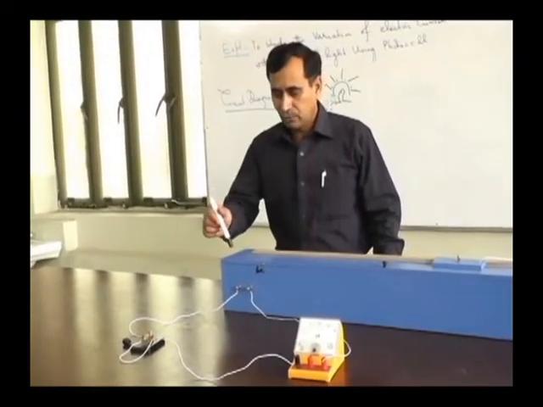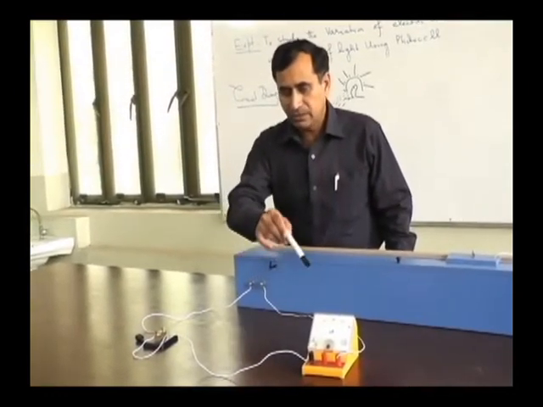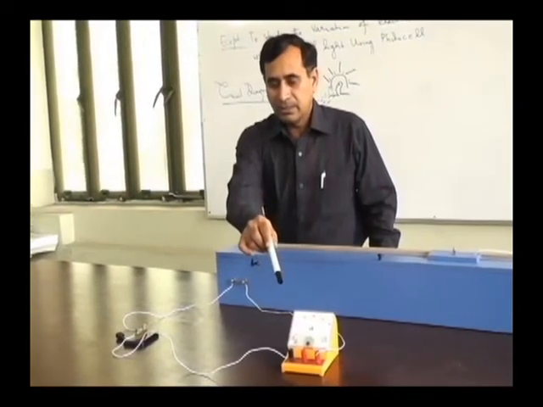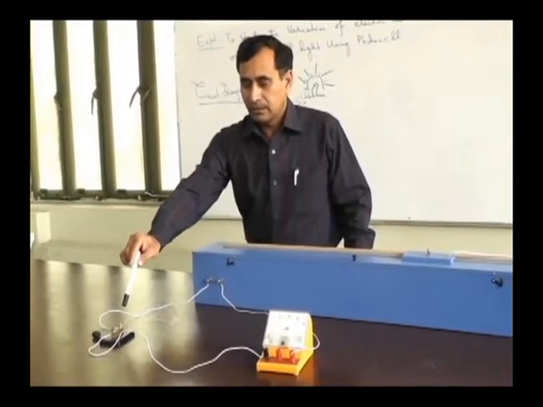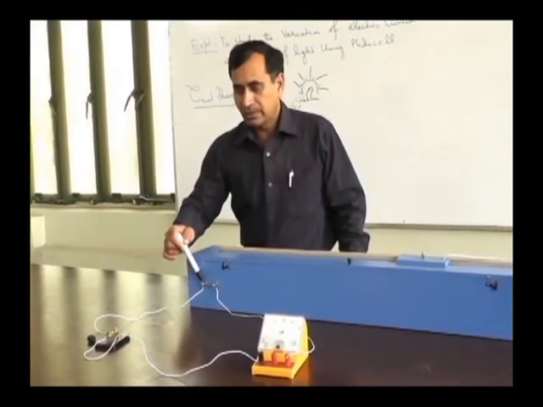Here we have photocell in this box. Its P type is this one. It is connected with the positive terminal of the microammeter. The other terminal, which is negative terminal of microammeter, that is going to the plug key. The other terminal of plug key, that is going to the N type of this photocell.